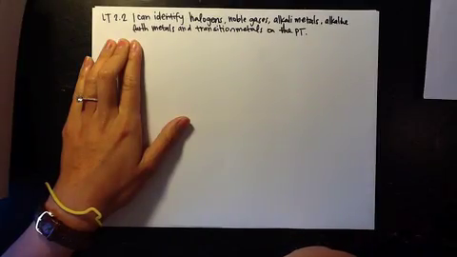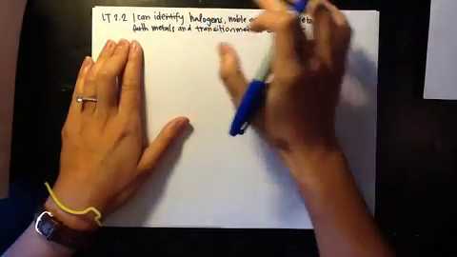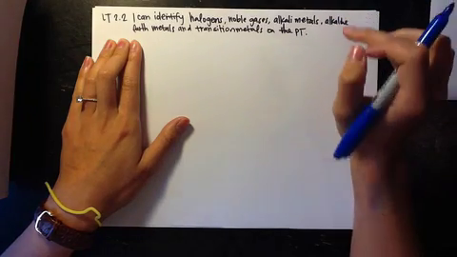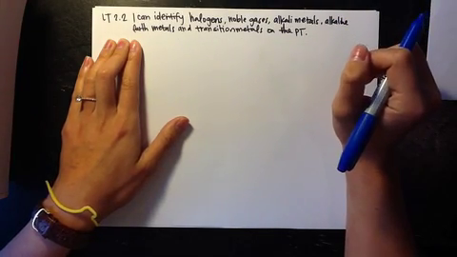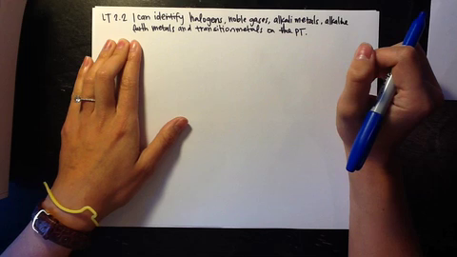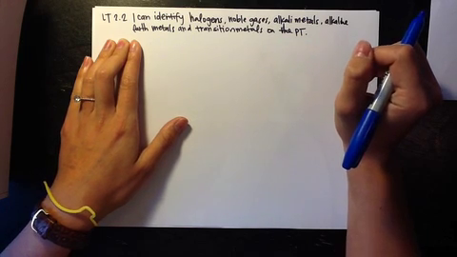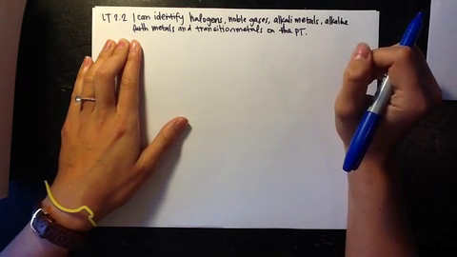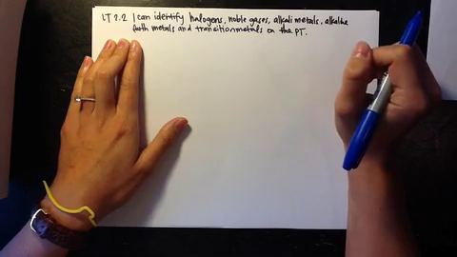Learning target 2.2: I can identify halogens, noble gases, alkali metals, alkaline earth metals, and transition metals on the periodic table. Remember, the periodic table is a wonderful map, right? And this is easy stuff here, folks, so just remember the following groups.